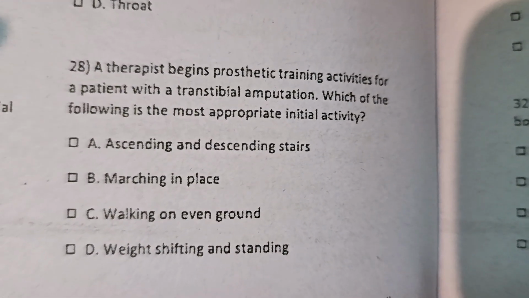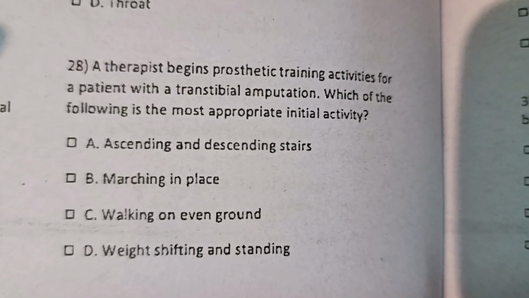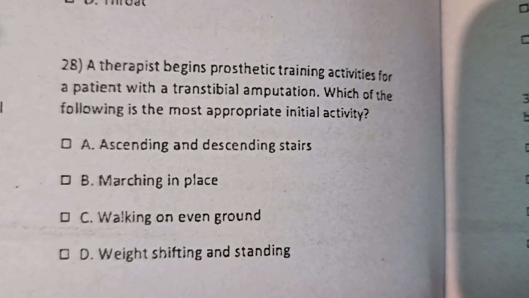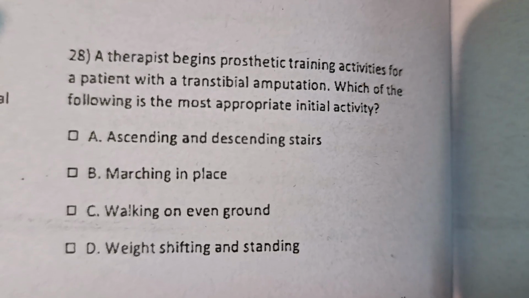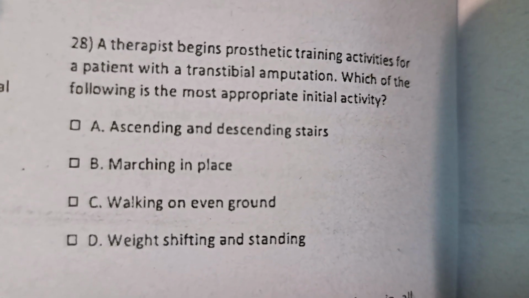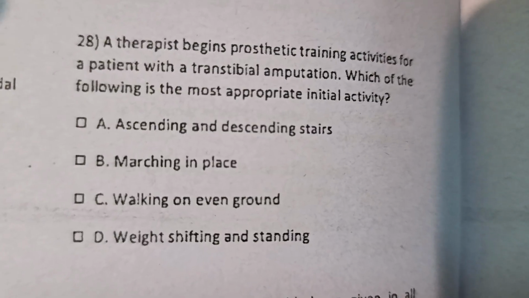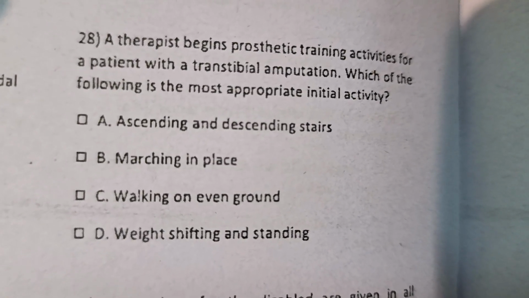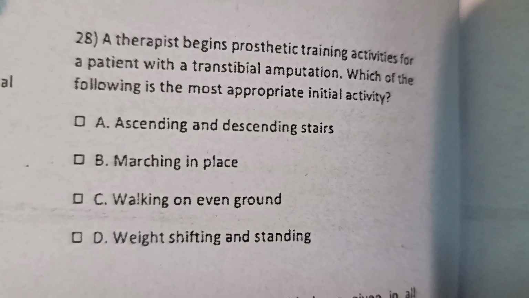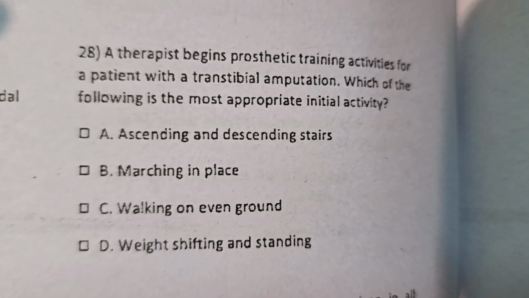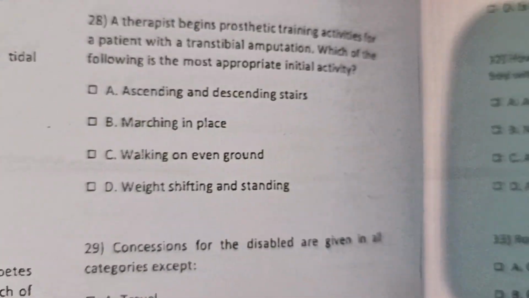MCQs number 28. A therapist begins prosthetic training activities for a patient with transtibial amputation. Which of the following is the most appropriate initial activity? Option A ascending and descending stairs, option B marching in place, option C walking on even ground, option D weight shifting and standing. And the right answer is option D weight shifting and standing.